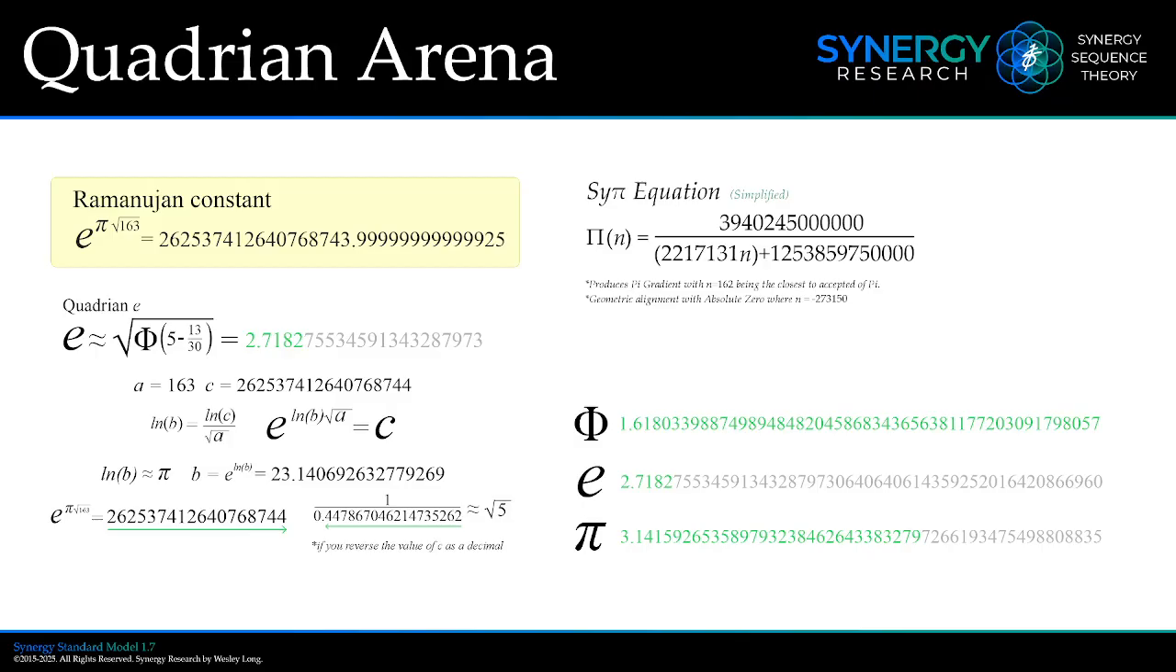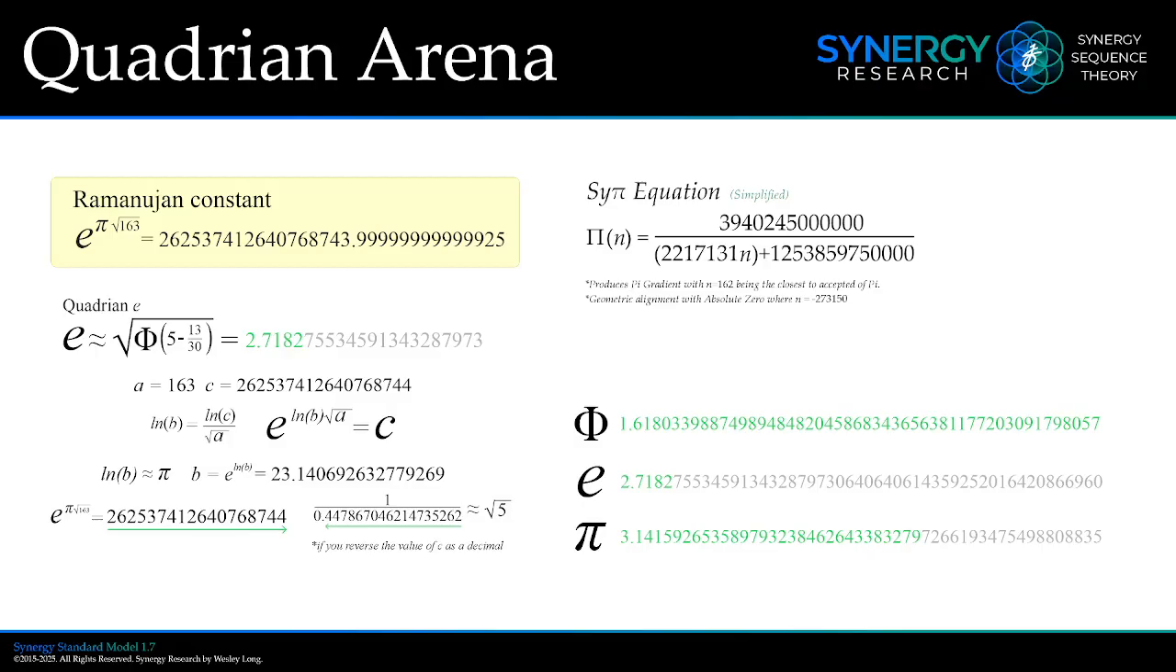Next, we see how this ties back to the Ramanujan identity. If we assign A equals 163 and define C equals e^(π√A), we recover that near integer again. But here's where the model adds depth. Logarithmic identities are invoked to show how C is self-resonant: ln C equals B, where B equals π√A.